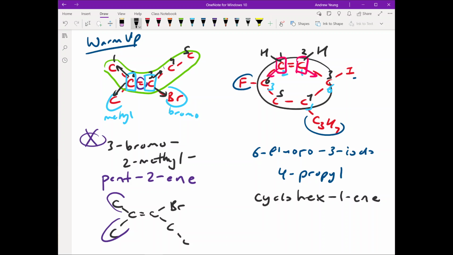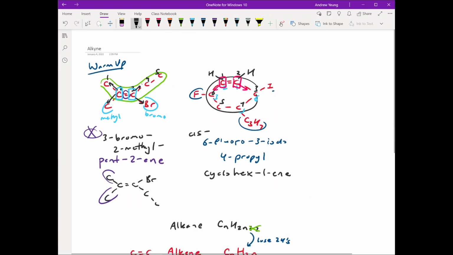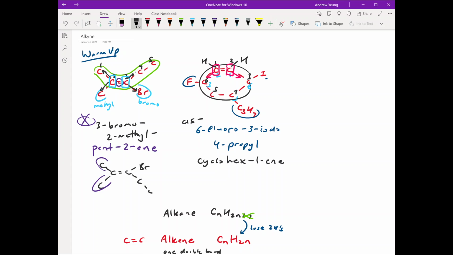So a fully correct name here will actually say cis, 6 fluoro, 3 iodo, 4 propyl. Is it actually possible that all rings have to be cis? Well, it's possible. Let me do a quick sketch for you here. I could have this double bond here. I could have it almost be like a trans, where the hydrogens are across from each other, and yet this side here still ends up forming a ring.